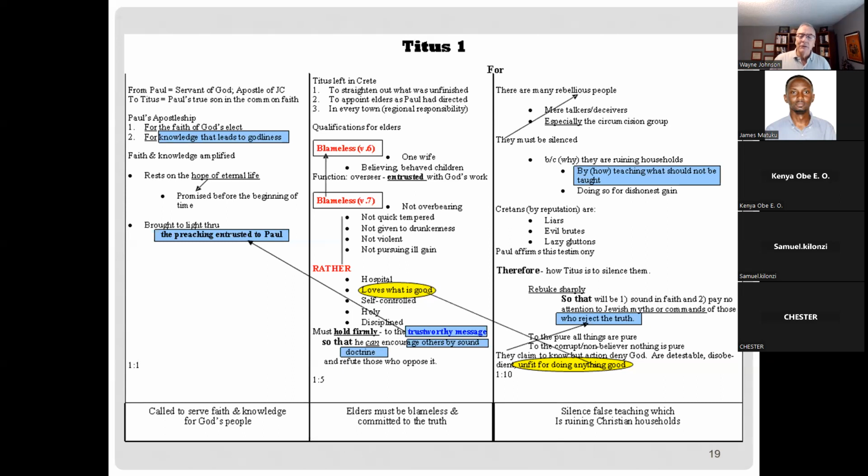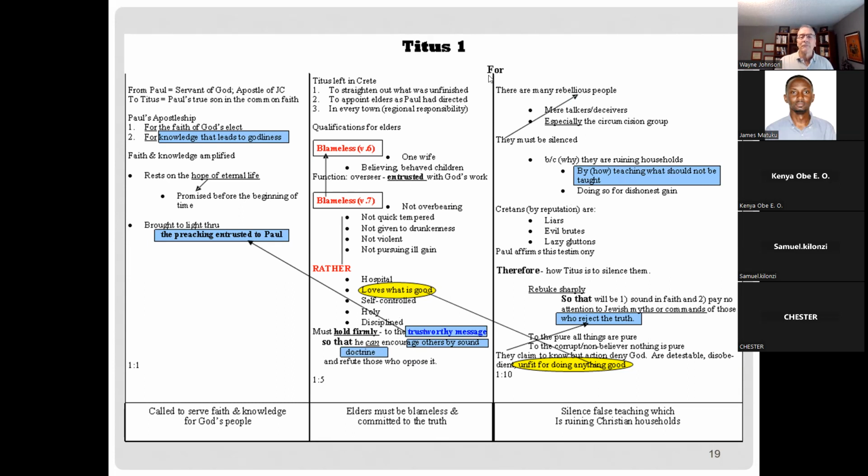The content and the big idea of that last paragraph in the first chapter changes tone and audience and all of that. But I noticed, you note at the top here, I put the word "for." And so this is connecting. The reason you need elders who are blameless and especially committed, holding firmly to the word of truth, is given here.